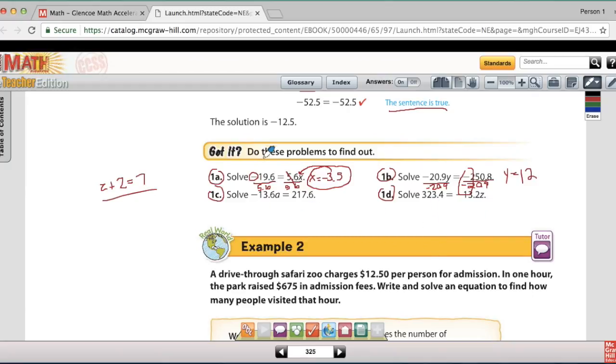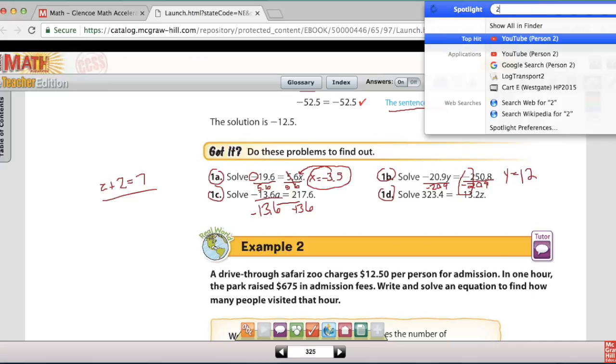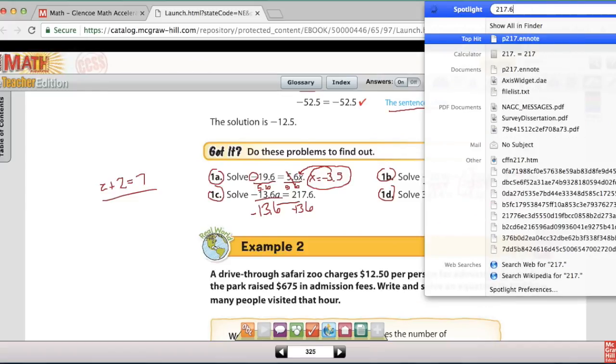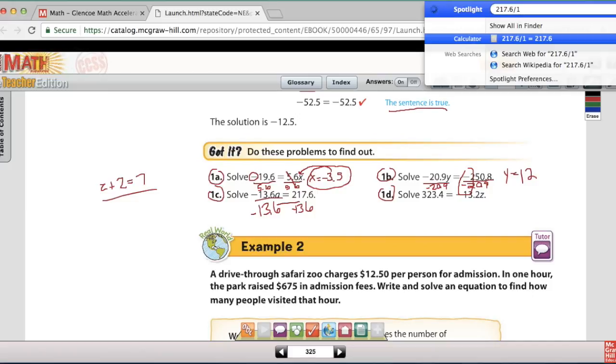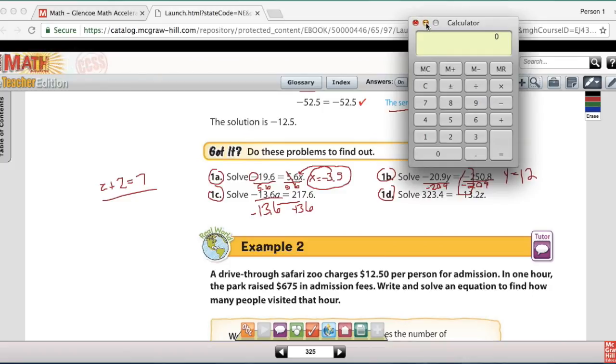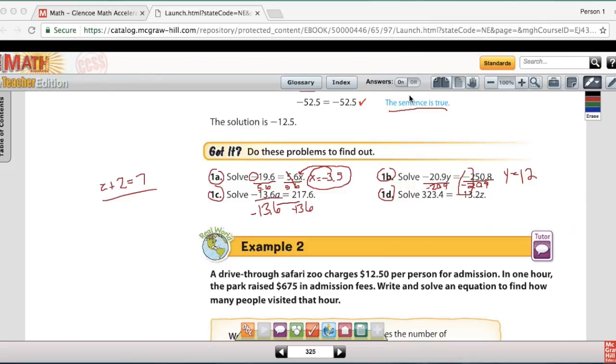1c, divide by negative 13.6. I will make a comment about using a calculator. I'm using a calculator just to speed up the process, and there will be times when you won't be able to use a calculator, and there will be times that you can. In this case, I really want you to get familiar with the process of showing your work, so please include that work shown, and then the trade-off will be that you can use a calculator to speed up the process of getting the answer. But that won't always be the case.